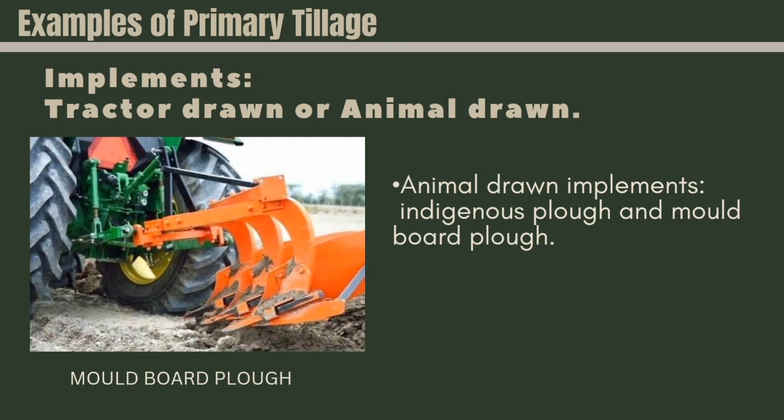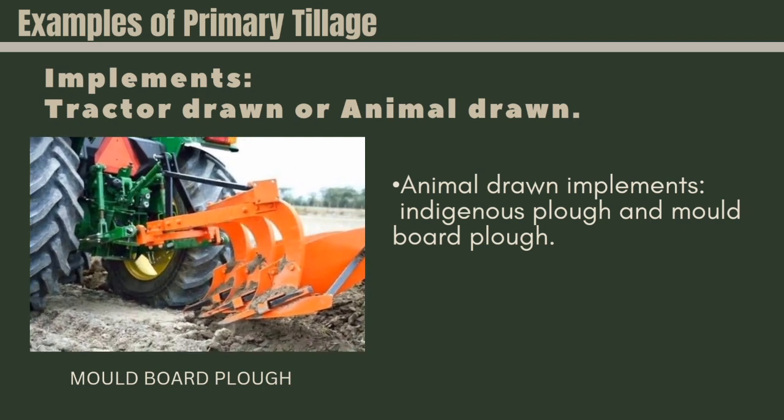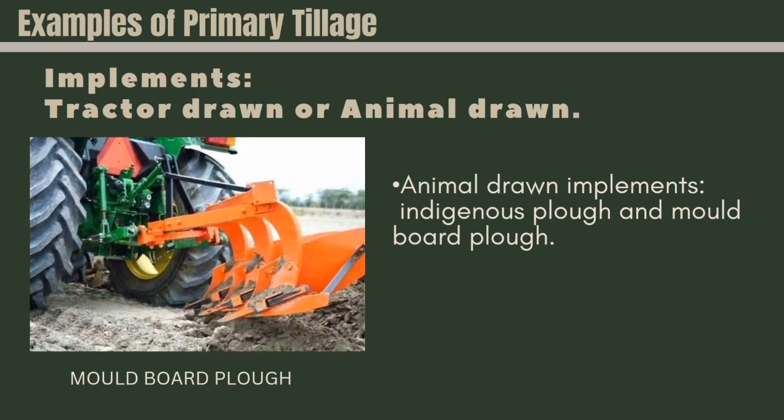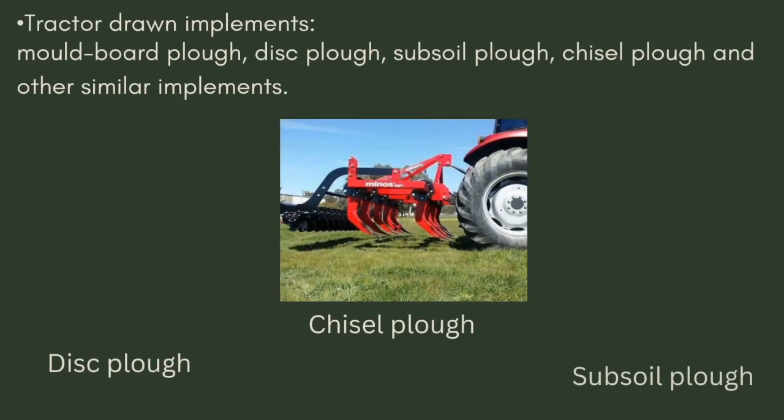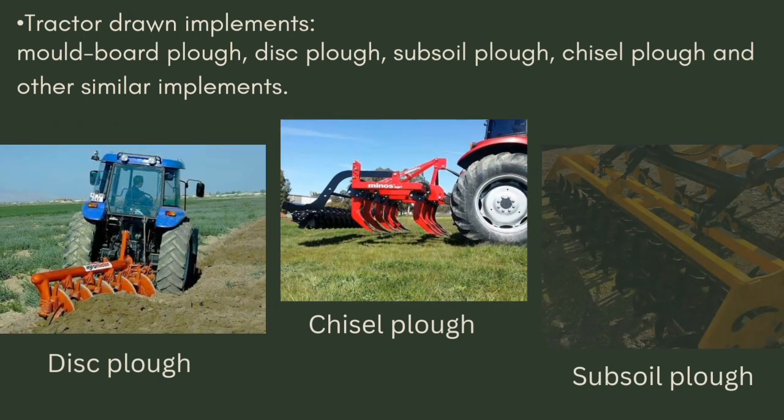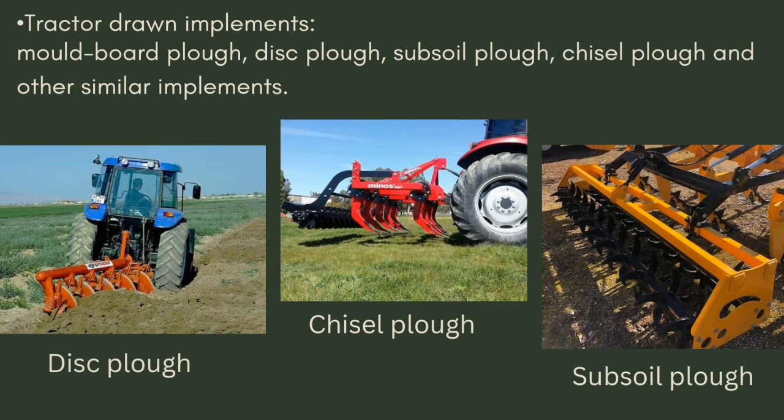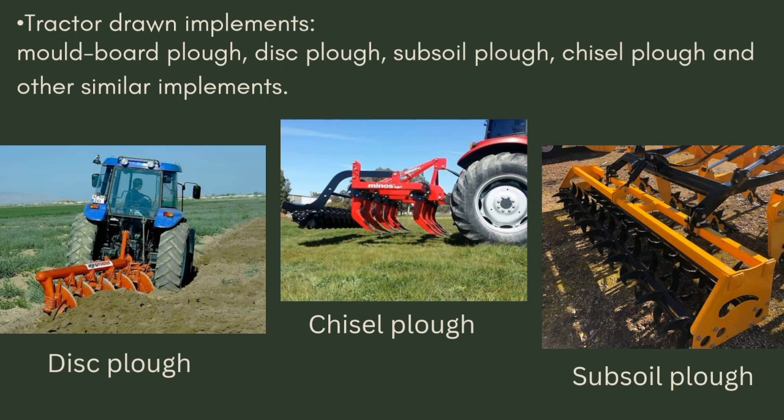Examples of primary tillage are animal-drawn implements or tractor-drawn implements. Animal-drawn implements are the indigenous plow and moldboard plow. Examples of tractor-drawn implements are moldboard plow, disc plow, subsoil plow, chisel plow, and other similar implements.